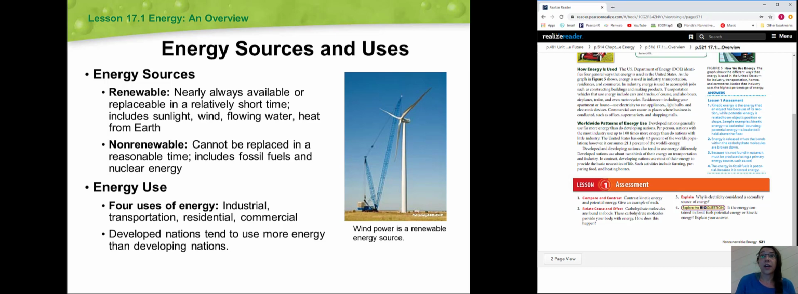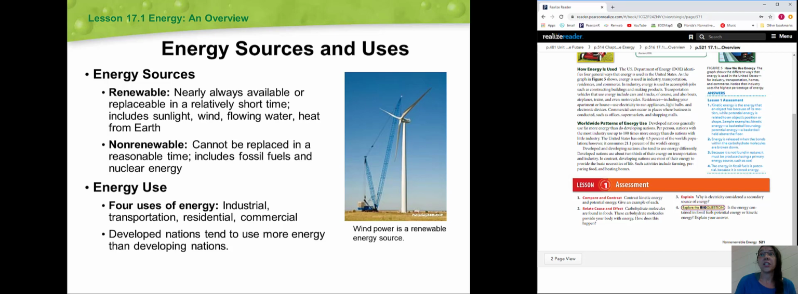We have worldwide patterns of energy use. Developed nations generally use far more energy than do developing nations. Per person, nations with the most industry use up to 100 times more energy than do nations with little industry. The United States has only 4.5% of the world's population. However, it consumes 21.1% of the world's energy as of 2011.